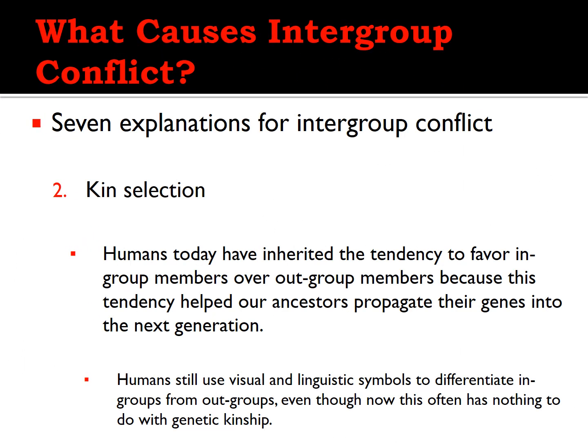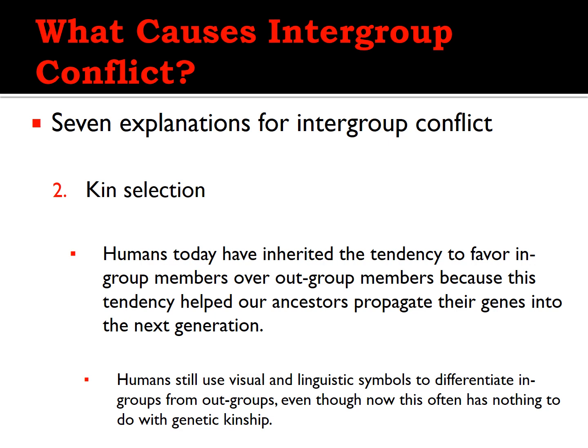Now, because of all this, we humans today have inherited the tendency to favor in-group members over outgroup members because this tendency helped our ancestors propagate their genes into the next generation. As with our early human ancestors, we still use visual and linguistic symbols to differentiate in-groups from out-groups, even though now this often has nothing to do with genetic kinship. For example, most Americans are not kin to one another unless you go way, way back. But Americans nevertheless tend to favor Americans over other people of other nationalities.